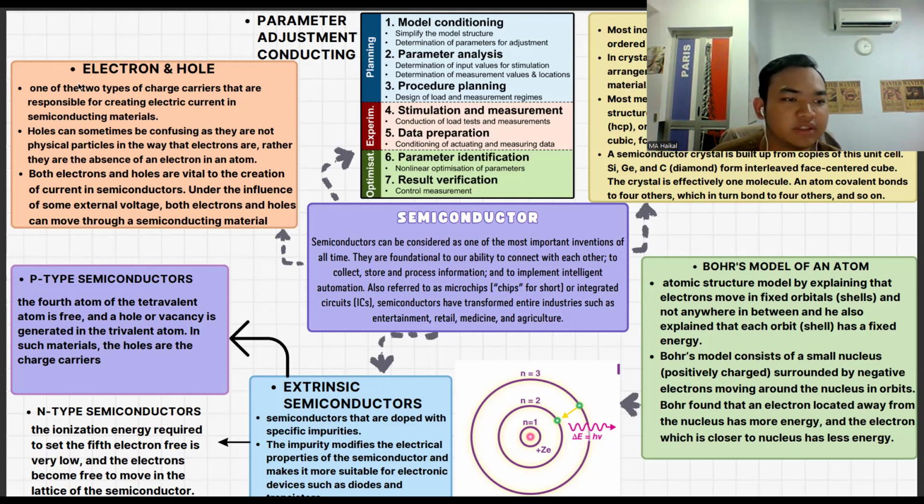Electrons and holes are the two types of charge carrier that are responsible for creating electric current in semiconducting materials. Holes can sometimes be confusing as they are not physical particles in the way that electrons are. Rather, they are the absence of an electron in the atom. Both electrons and holes are vital to the creation of current in a semiconductor. Under the influence of some external voltage, both electrons and holes can move through a semiconducting material.